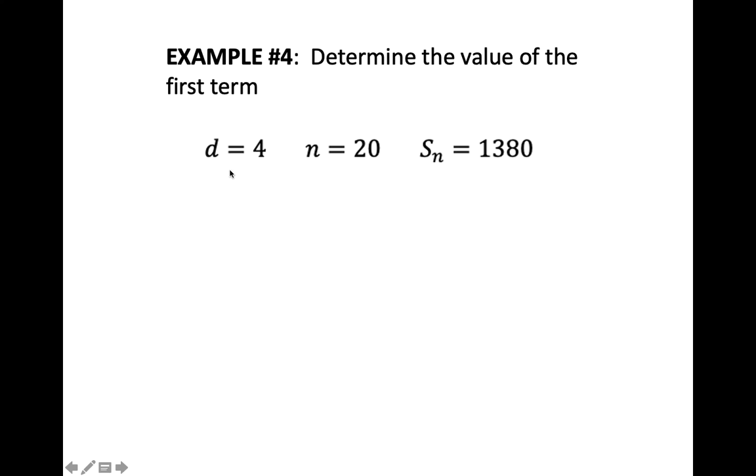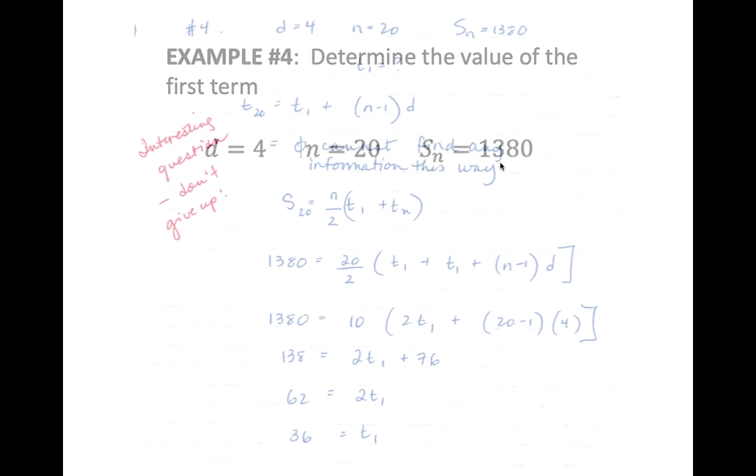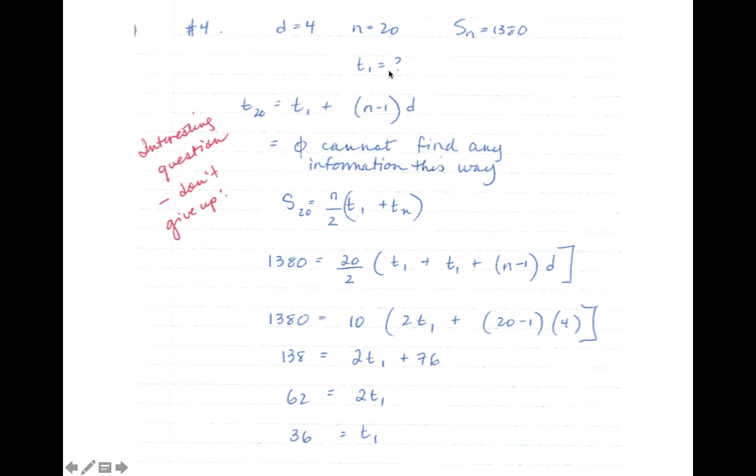Number 4. I know that my constant is 4, the number of terms is 20, but now they tell me the first term. So we're supposed to find the first term. They're telling me that the sum of this series, the sum of 20 terms, is 1,380. So let's see what we got. We want to know, and I've just written it out so I can see it. Now, you are not going to be able to find the 20th term if you try, because you don't know the first term, you know the number of terms, and you know the constant, but you can't find your information. So let's go to the sum.